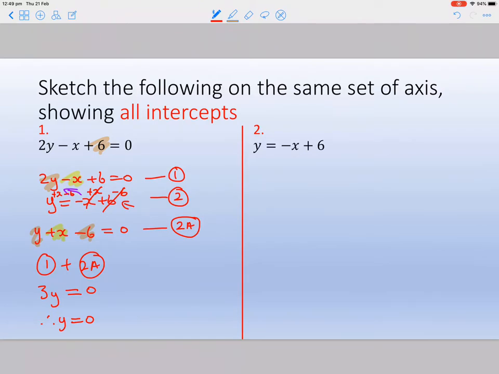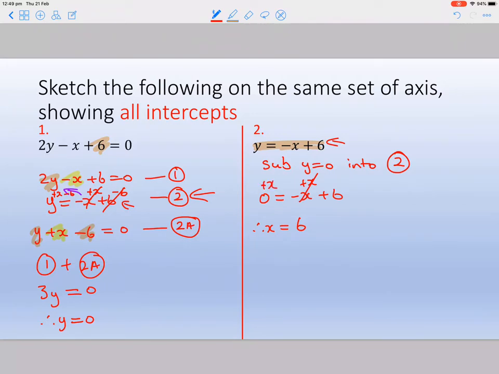Now, what I'm going to do is sub y equals 0 into equation 2, because I've labelled it, all right? So I've got 0 equals minus x plus 6. I've just subbed it into this one, okay? So I can go straight to there. Therefore, x equals 6 because I've got plus x on one side and a positive 6 on the other.